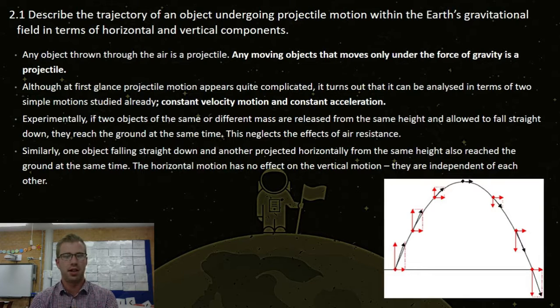So similarly, one object falling straight down and another projected horizontally from the same height also reach the ground at the same time. So the horizontal motion has no effect on vertical motion. So can you highlight that, please? They are independent from each other, and you can see that in the diagram there on the bottom right hand side.